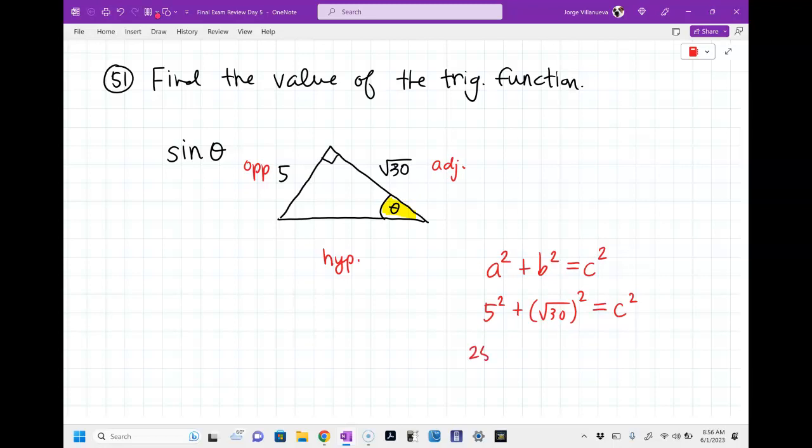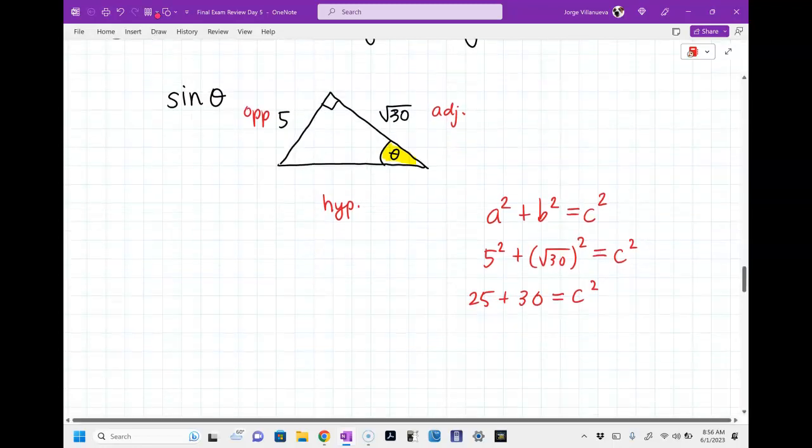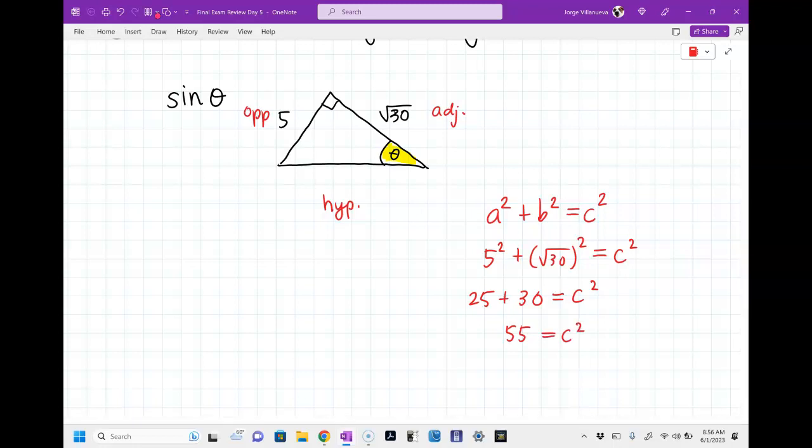5 squared is 25. Square root of 30 squared is 30. That's equal to c squared. 25 plus 30 is 55. And if I take the square root of both sides, I get the square root of 55 is equal to c. Okay, so that's the square root of 55.